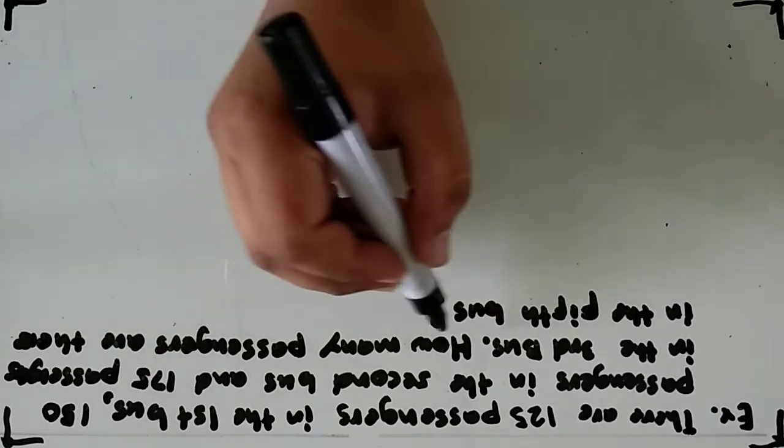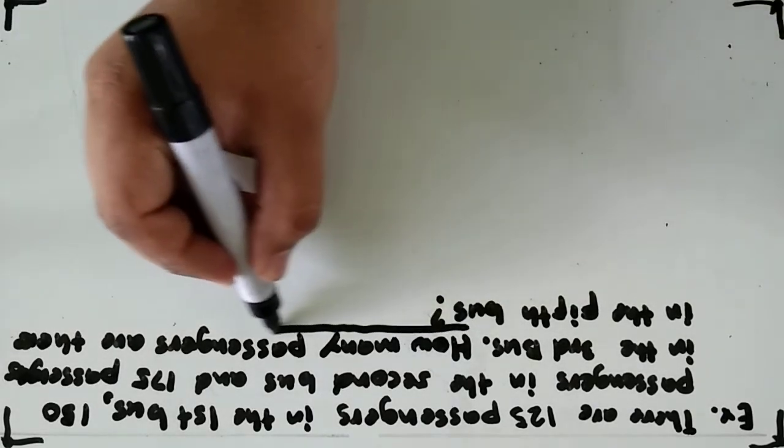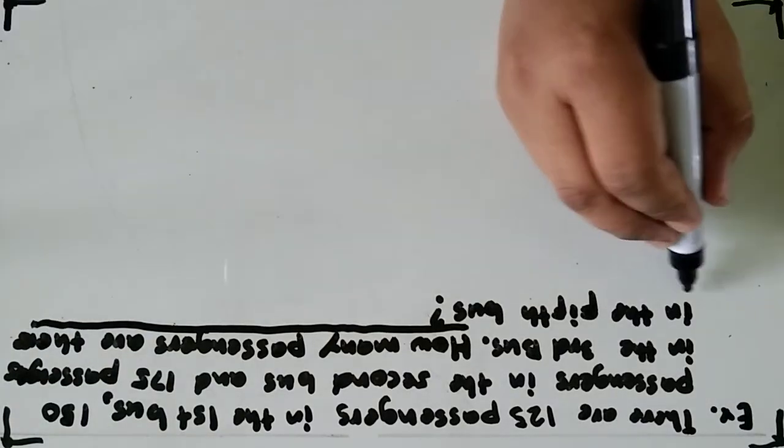Okay, so ang first example natin ay kahawig ng item number 1. So there are 125 passengers in the first bus, 150 on the second bus, and 175 passengers in the third bus. How many passengers are there in the fifth bus? So, ang tinatanong sa atin is how many passengers are there in the fifth bus? Yun yung tinatanong. So, i-identify natin.